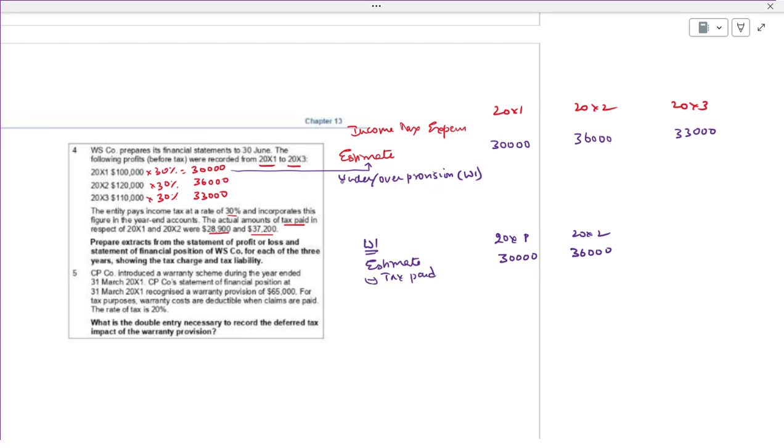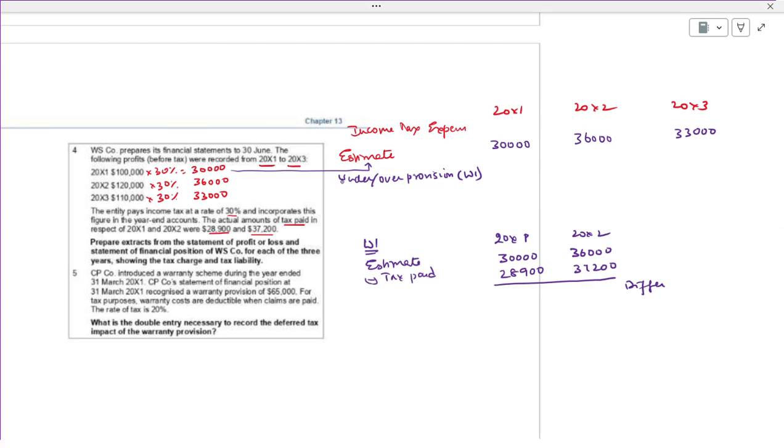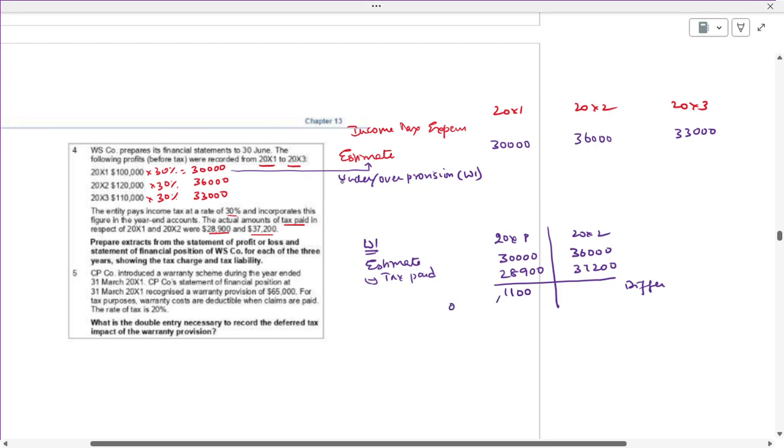Tax paid is 28,900 and 37,200. Take the difference. How much is the difference? Now you have to tell: 2001, under provision or over provision? Over provision. How much is the over provision? It is the difference between the two. This is the over provision.